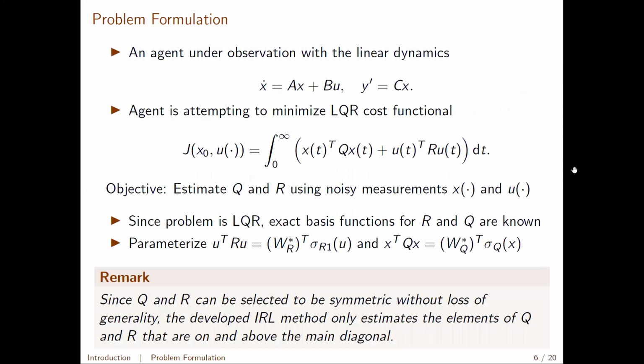Let's get into the problem formulation. So we have an agent under observation. It has some set of linear dynamics. The agent is attempting to minimize an LQR cost functional, where we're trying to estimate Q and R by using noisy measurements of X and U.